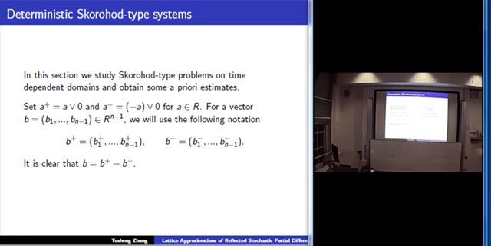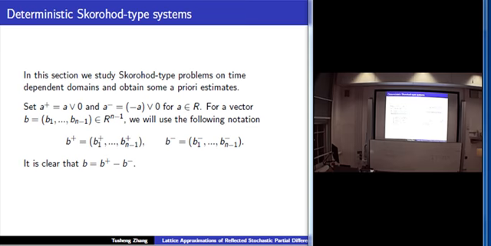Okay, now first let's consider a deterministic Skorohod-type system. This is the positive part: given a vector, we write v^+ and take the positive part for every component. This is the matrix we introduced before. It is obvious that this is a negative definite matrix, because it is associated with the Laplacian operator. Okay?